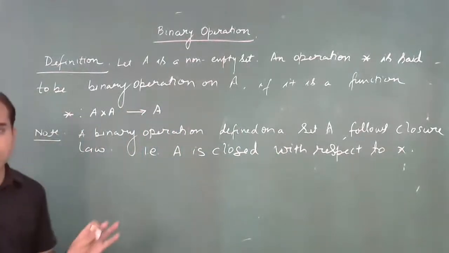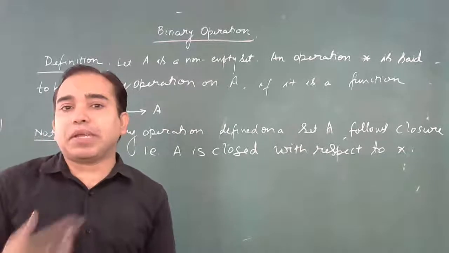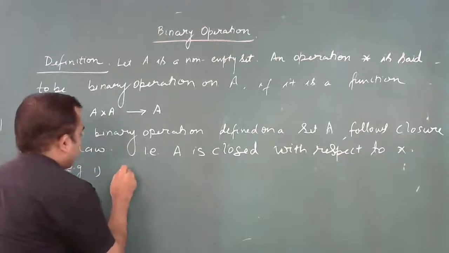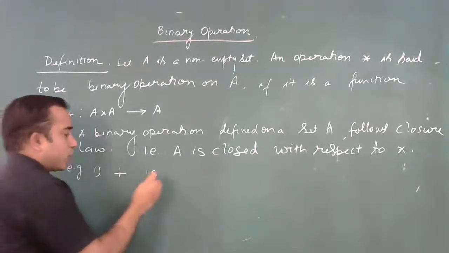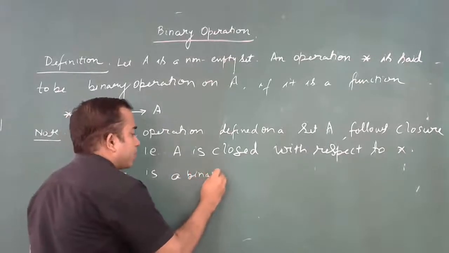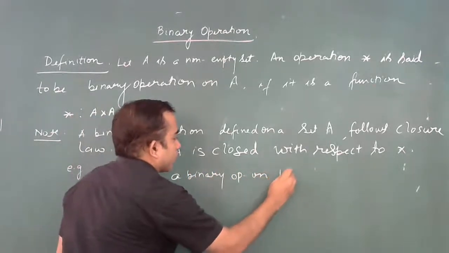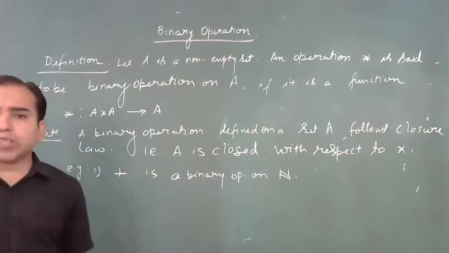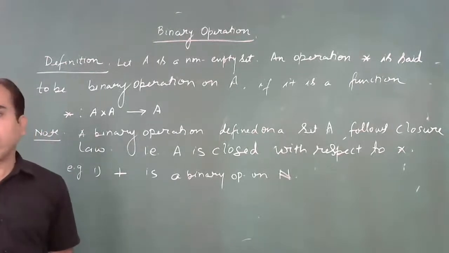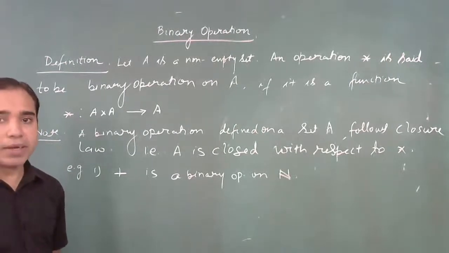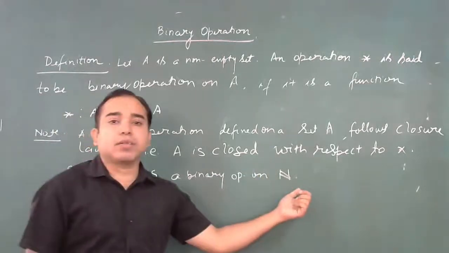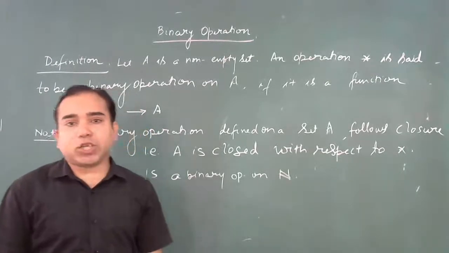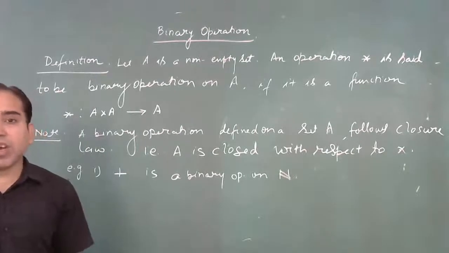Some examples will clear this sentence. What do I mean to say actually? For example, plus or addition is a binary operation on N, the naturals. Why? Because you take any two naturals and you add them, and finally you will get a natural number. So the final outcome lies within N. That's why N is closed, and that's why addition is a binary operation on N.